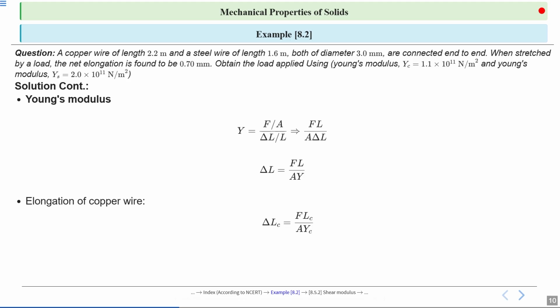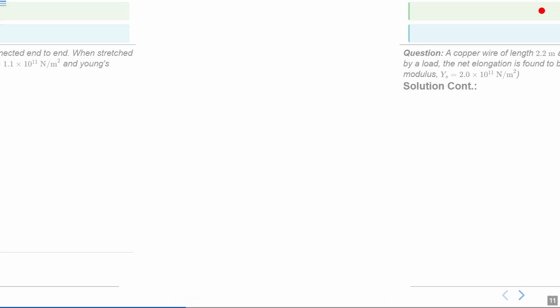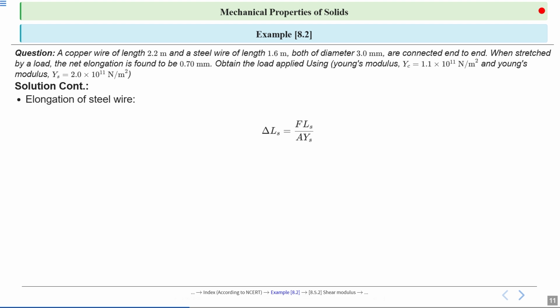So elongation of the copper wire, delta LC is equal to F into LC divided by A into YC. Now elongation of the steel wire, delta LS is equal to F into LS divided by A into YS. So total elongation, delta L is equal to delta LC plus delta LS. Alright, sum of the elongations of the copper and steel wires. This makes sense because the wires are connected end to end. So the total stretch is just the stretch of each wire added together.